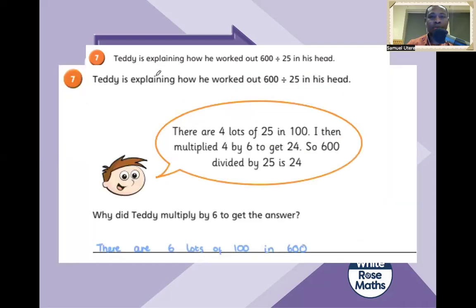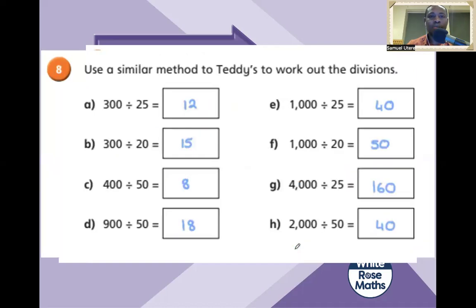Let's discuss them. So for question 7, Teddy is explaining how he worked out 600 divided by 25 in his head. So here he says, there are 4 lots of 25 in 100. I then multiplied 4 by 6 to get 24. So 600 divided by 25 is 24. Why did Teddy multiply by 6 to get the answer? It's because there are 6 lots of 100 in 600. Okay? So really straightforward calculation. Using this strategy can help you do calculations mentally really quickly.